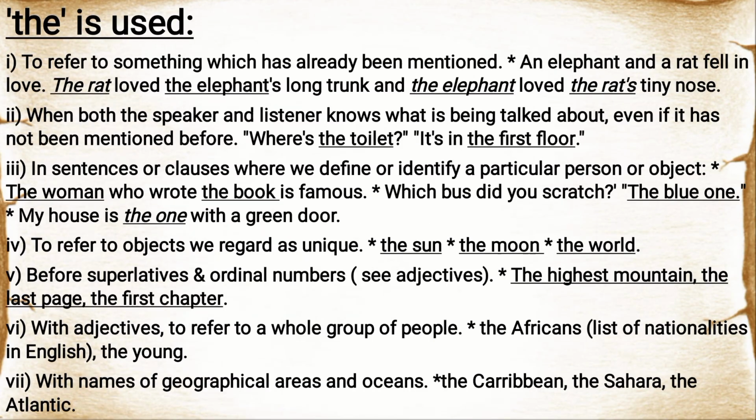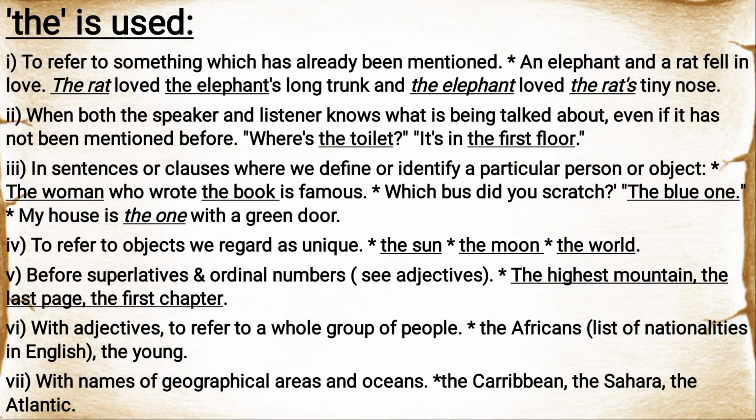The is used, 1, to refer to something which has already been mentioned. Example: an elephant and a rat fell in love. The rat loved the elephant's long trunk and the elephant loved the rat's tiny nose. 2. When both the speaker and listener know what is being talked about, even if it has not been mentioned before. Example: Where's the toilet? It's on the first floor.